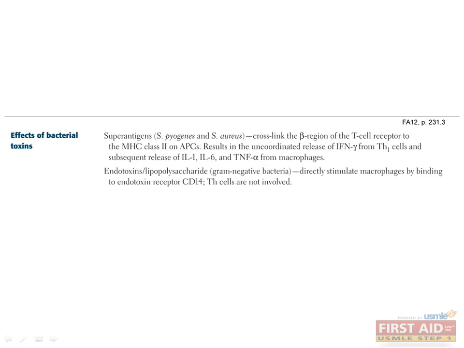Certain bacterial toxins work by inappropriately activating the host's immune system. The toxins of S. pyogenes and S. aureus, for example, are capable of cross-linking the beta regions of T-cell receptors to the MHC2 molecules on antigen-presenting cells, which causes a massive release of interferon gamma from Th1 cells, which in turn triggers release of IL-1, IL-6, and TNF-alpha from macrophages, resulting in a massive autoimmune response which can lead to shock.